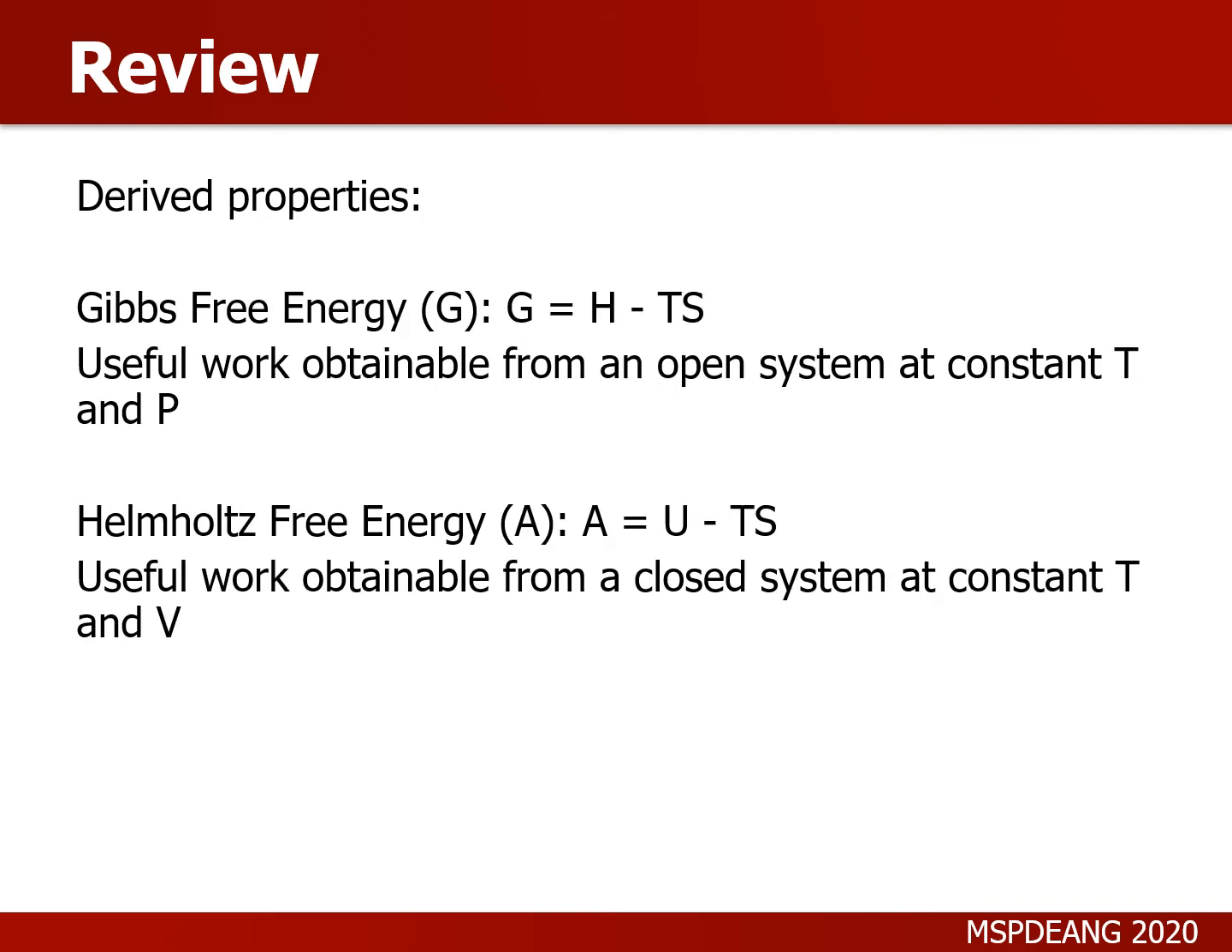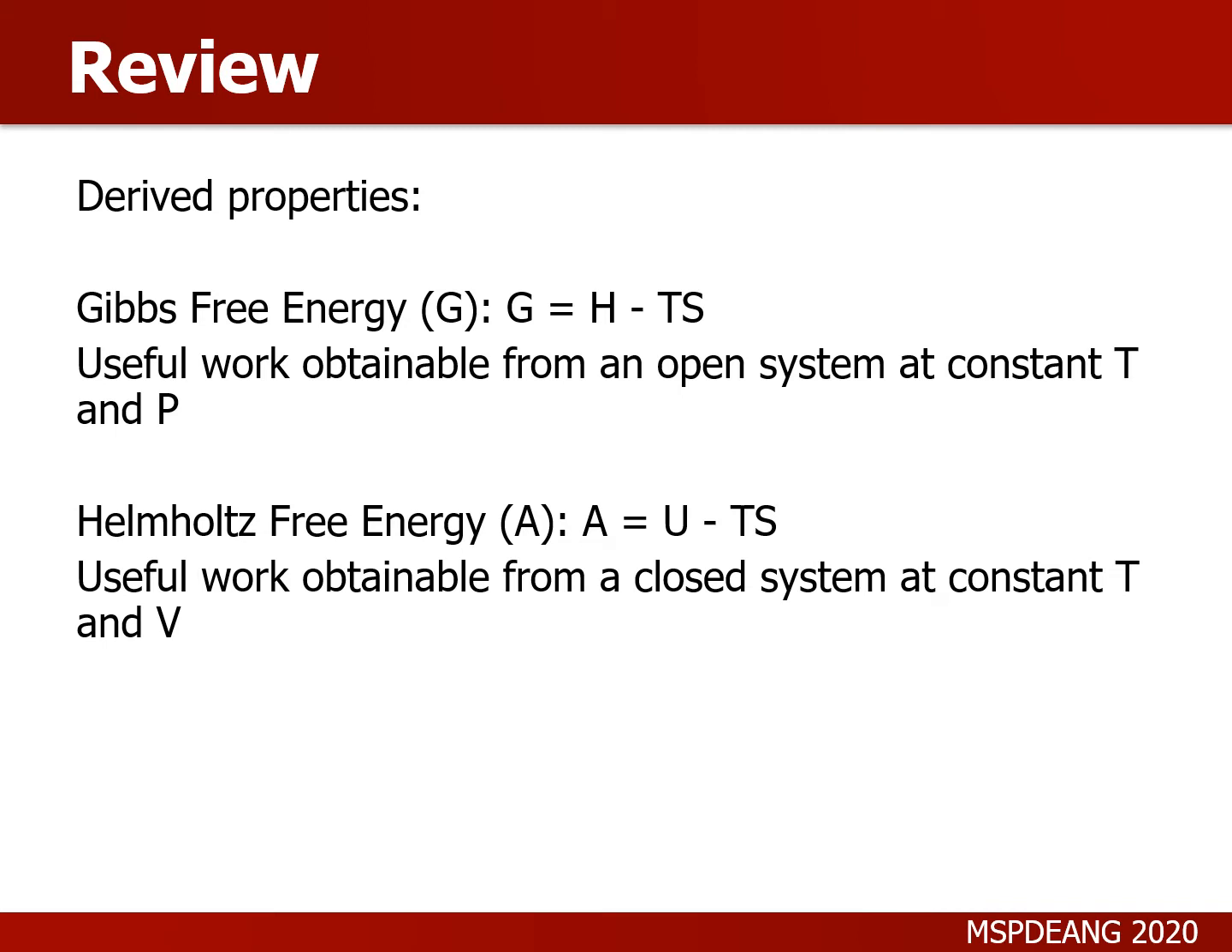We also have another two derived properties, okay? Recall yung discussion natin on exergy, okay? So the maximum amount of work or the maximum useful work obtainable from a system. And we have the Gibbs free energy, which is defined as G = H - TS. And this is the useful work obtainable from an open system at a constant temperature and pressure. Meanwhile, for a closed system, equivalent ng Gibbs free energy is the Helmholtz free energy, okay? Defined by the letter A, and A = U - TS. And the Helmholtz free energy is the useful work obtainable from a closed system at constant temperature and volume.